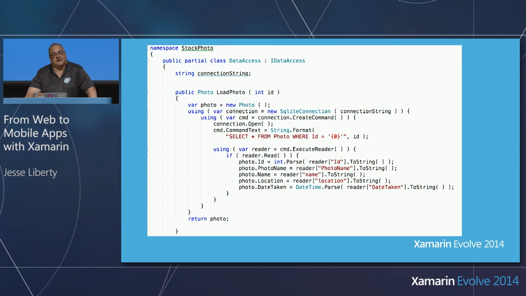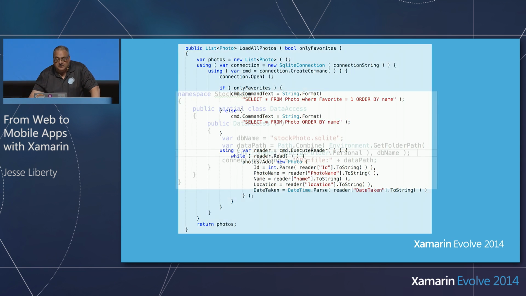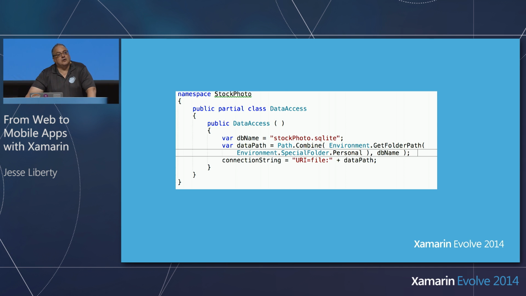But notice it's a partial class. All of the implementation details are in this partial class. So we see that we get a connection, we assemble our SQL statement, execute that SQL statement, copy the values into our photo object. That is all identical across platforms. The other part of the partial class is specific to the platform, and all that does is identify the directory for the SQLite file. So this becomes very straightforward.